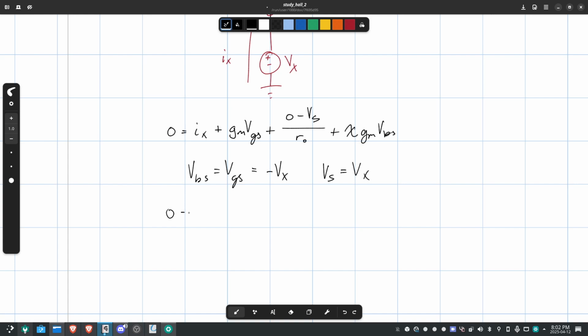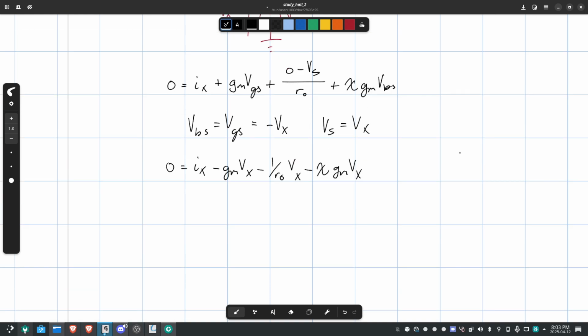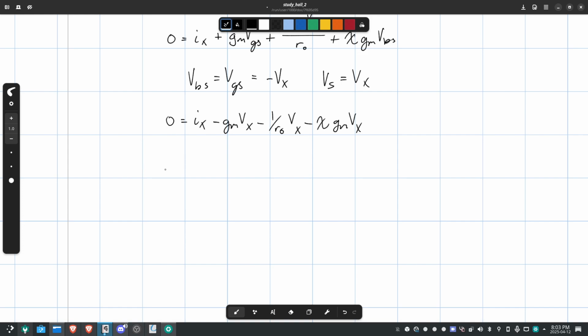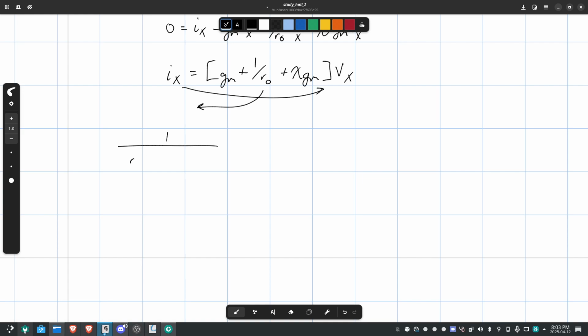So we can substitute all of that in. Ix plus gm VGS, which is negative gm Vx, minus 1 over Ro Vs, Vx, minus gm Vx. You move them about, you turn them all around. What do you get? Ix is equal to gm plus 1 over Ro plus gm Vx. And we want Vx over Ix. So we're going to move this down here and then that around. And we get 1 over all of this fun stuff. You can cut that out. gm is equal to Vx over Ix is equal to Ro.